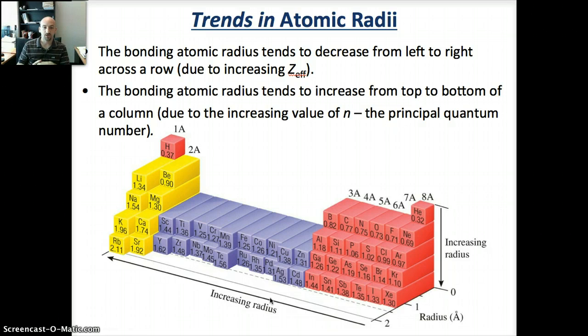The bonding atomic radius tends to increase from the top to the bottom of a column because of our principal quantum number, n, our energy shells. Here you've now added another electron shell, and so the radius is larger. You should make sure you remember these trends, and the project that goes along with these will help you as well.